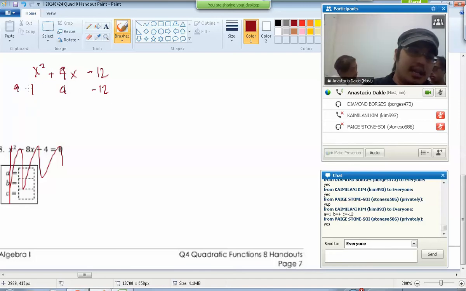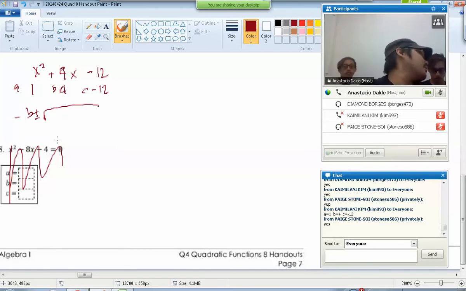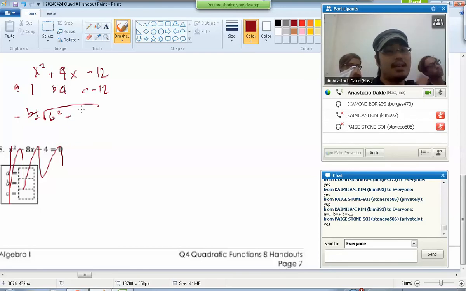A is this, B is that, C is that. You plug that into your quadratic equation, which I always like to write down just so I can memorize it. Can you recite it for me? Quadratic equation: negative b plus or minus the square root of b squared minus 4ac.